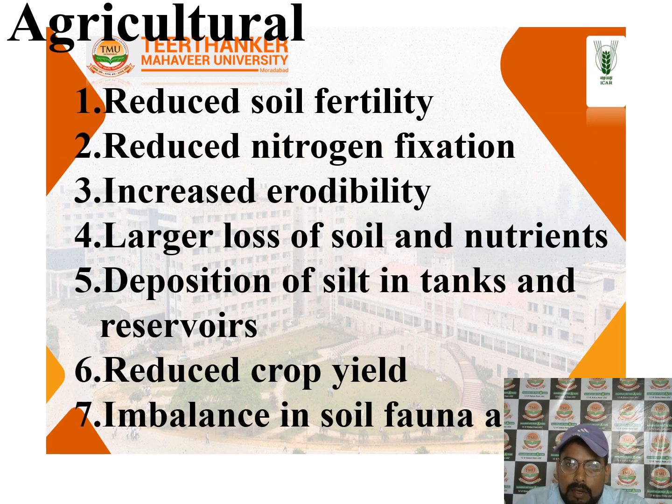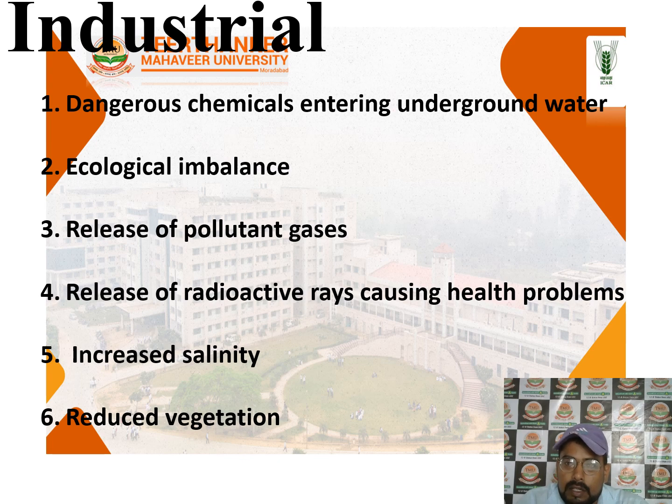What are the effects of pollution? First, the agricultural effects: reduced soil fertility, reduced nitrogen fixation capacity, increased erodibility, meaning more erosion and larger loss of soil and nutrients, deposition of silt in reservoirs, reduced crop yields, and imbalance of soil flora and fauna. Industrial pollution releases dangerous chemicals into underground water, causes ecological imbalance, releases pollutants in gases and radioactive rays causing health problems, increases salinity and reduces vegetation.